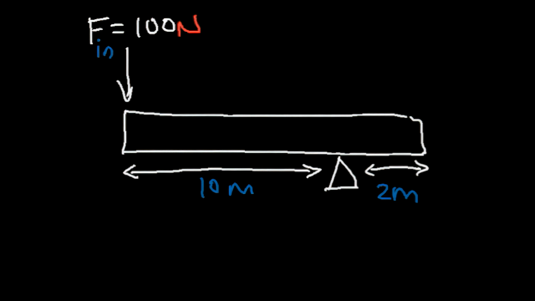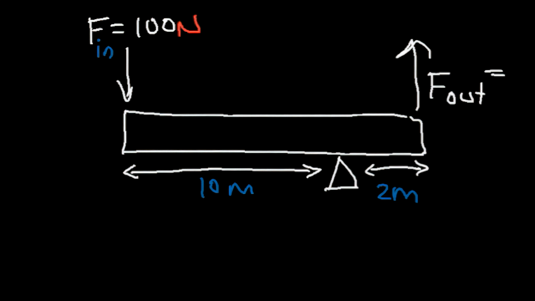Let's try another problem like this. So let's place the fulcrum at this location. And let's say that this distance is 2 meters, and the distance here is 10 meters. And let's apply an input force of 100 newtons. So what is the output force of this simple seesaw? Is it greater or less than 100?